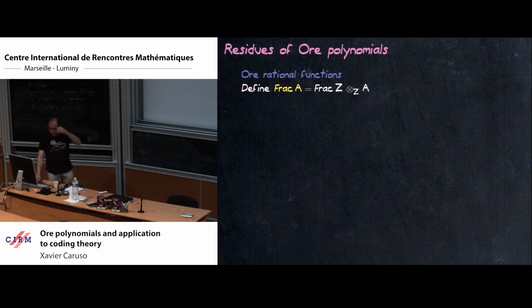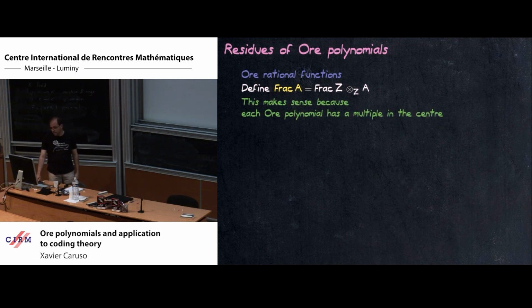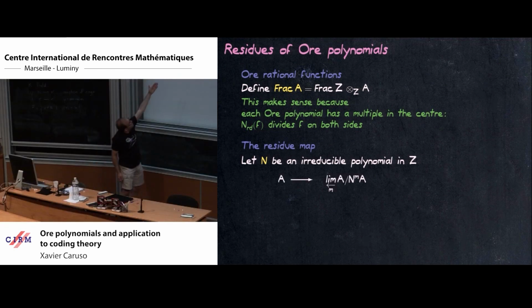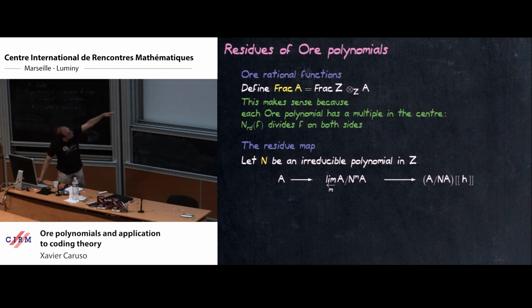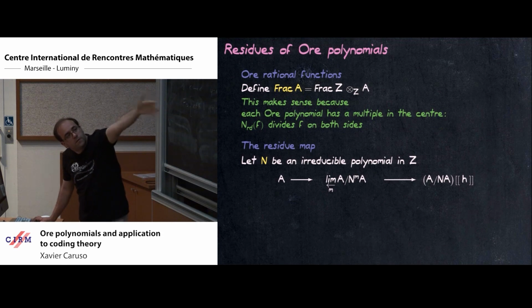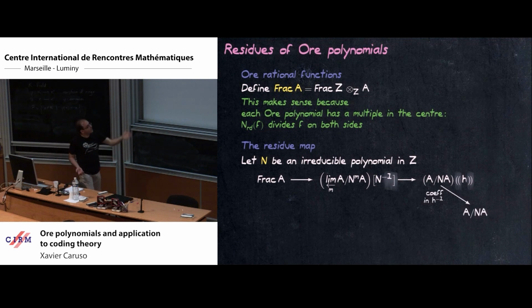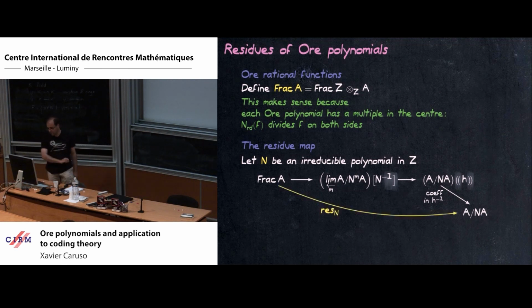So first of all, I need to define the fraction field of A, because if I want a residue, I want a fraction. It's defined as A tensor the fraction field of Z, the quotient. Okay, I skip this. And now I have the residue map, so I'm considering N an irreducible polynomial in Z. If I have an array polynomial, I can consider its Taylor expansion. And I can use the previous theorem to see the Taylor expansion as a concrete series in H. Then I can just consider the fraction field on the left. Since N maps to H, it maps to this projective limit where N is inverted. And on the right-hand side, it maps to a Laurent series with coefficients in A over NA. And now I can consider the coefficient in h minus 1, as for the usual residues. I call this composite the residue at N.